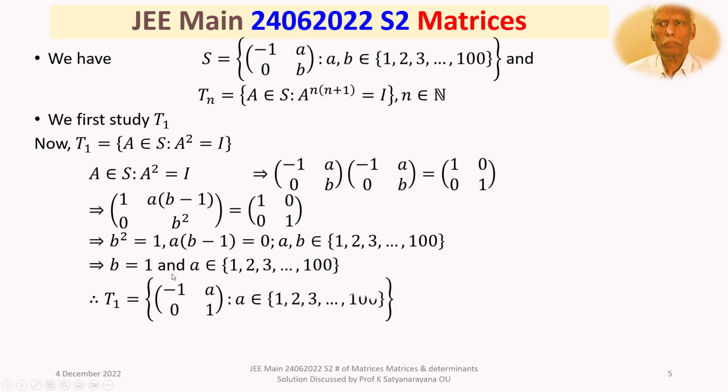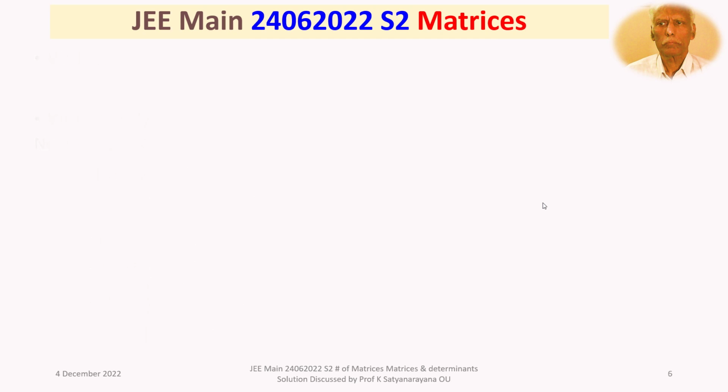So T1 will be the set of all those 2 by 2 matrices whose first row is minus 1, A, and second row 0, 1, where A takes any value from 1 to 100. How many matrices are there? As many as there are values of A. A can take 100 values, therefore T1 has 100 matrices. Therefore the order of T1, that is the number of elements in T1, is 100. Now we continue the discussion in the next slide.